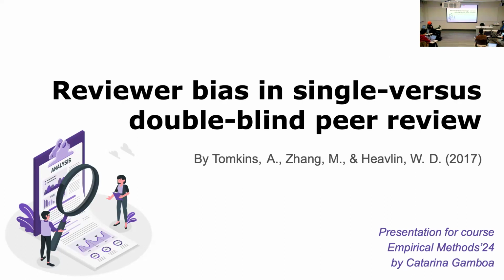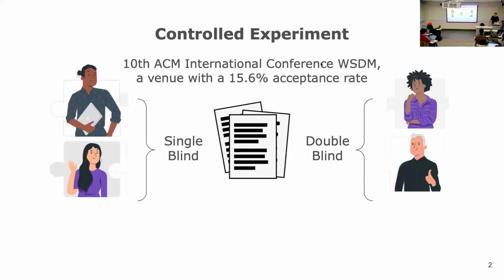And so basically what they did, and it's in the next slide, they just did a controlled experiment where in this conference, which was an ACM conference, which is a big venue with just 50% of acceptance rate, they just divided all the papers between a group of single blind reviewers and double blind reviewers. So for the same paper, there would be two reviewers that were given a single blind version and two would be given the double blind version.